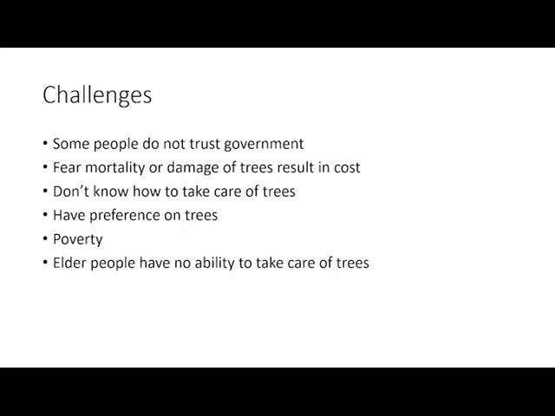Base told us in the southern community, some families suffer from poverty, and some residents get elderly, they cannot even take care of their home, let alone the street trees.